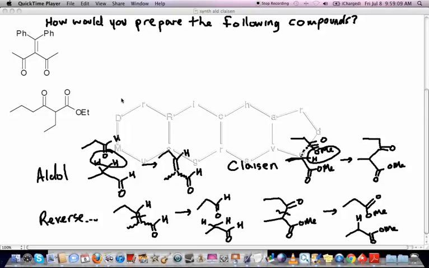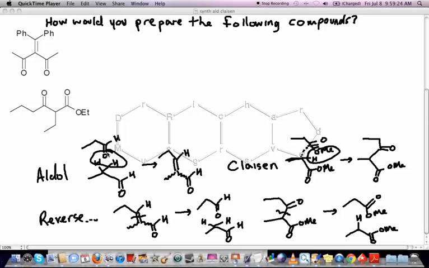Alright, let's take a look at another kind of synthesis problem. This is where we're given products of aldol or aldol type reactions and Claisen reactions. Now what we can look at here, first of all, with the aldol is that we know that the pattern to form an aldol goes as follows.